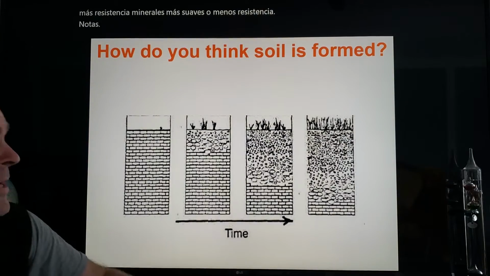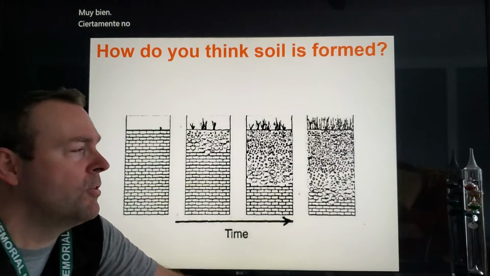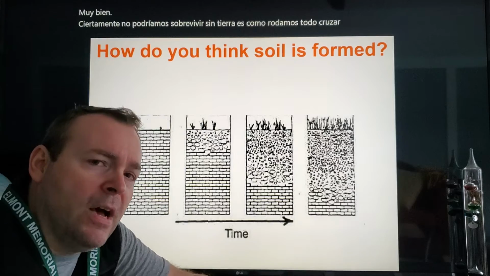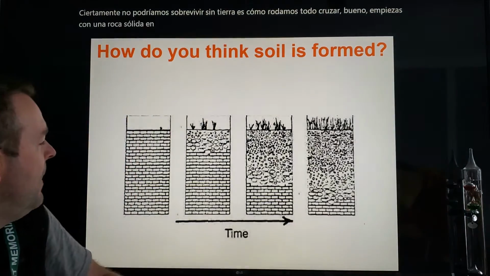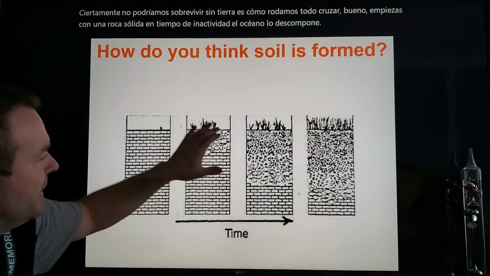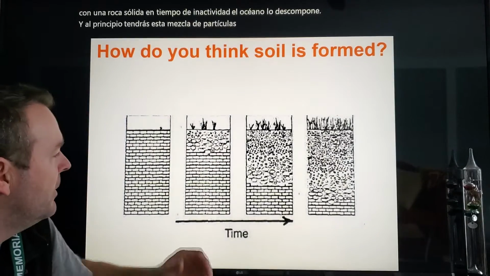All right. And then we get down to soil, right? We certainly couldn't survive without soil. That's how we grow all our crops. Well, you start out with a solid rock. And over time, weathering and erosion breaks it down. And initially, you'll have this mix of big particles, not much organic matter. It's just broken down rock.